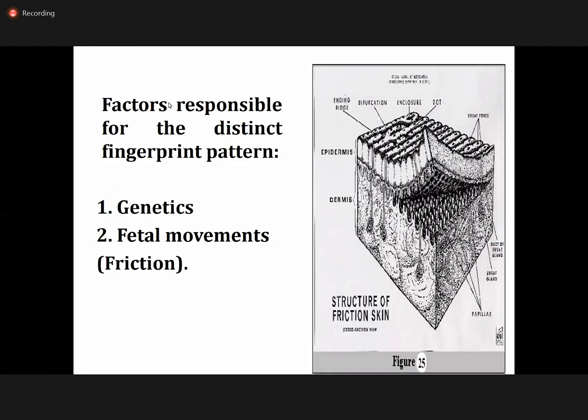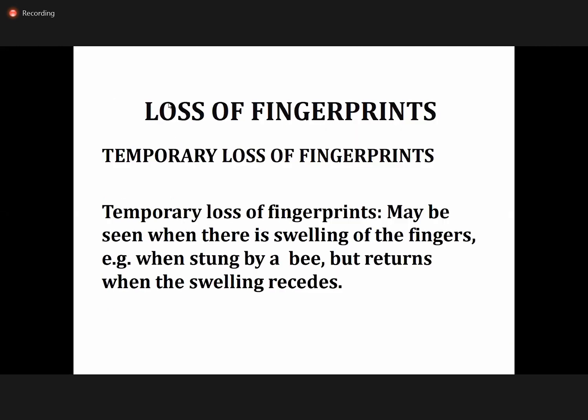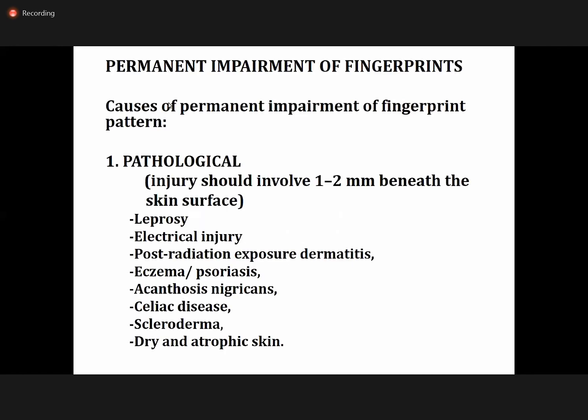Factors responsible for the distinct pattern include genetic makeup and all that. Loss of fingerprints: temporary loss occurs, maybe from swelling of the fingers by a bee sting, and returns when the swelling recedes. Permanent loss occurs when the injury involves one to two millimeters of area beneath the surface, so you can have permanent fingerprint loss. The impairment is because of leprosy, electrical injury, post-radiation exposure, dermatitis. Now, one thing different: there is sometimes a temporary loss, from eczema, ichthyosis, celiac disease, scleroderma, and dry and thick skin. There is variation. There is a temporary variation in size and pattern. Permanent variation occurs usually in electrical injury and post-radiation exposure.